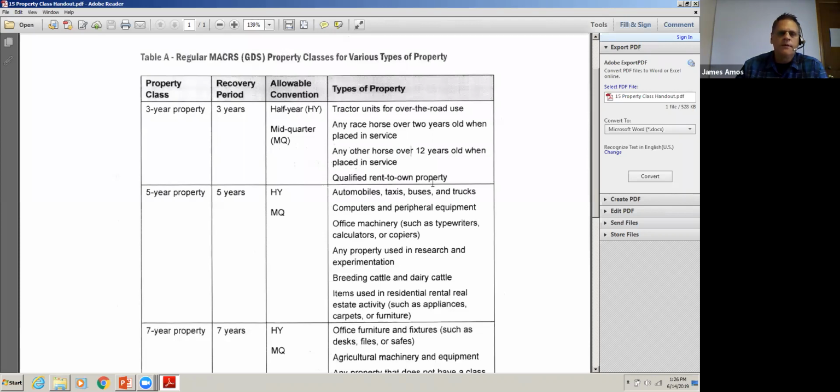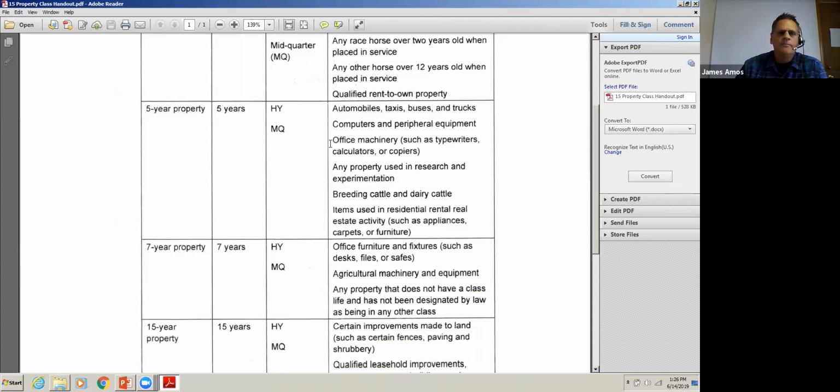Qualified rent-to-own property, don't worry about that at all. 5-year property includes automobiles, computers and such, office machinery and such, research equipment. You might get a question about breeding cattle and dairy cattle. But breeding cattle, and I want to stress breeding, not regular cattle. Breeding cattle, because you're holding them for specific use to breed. And dairy cattle, again, you're holding them for specific use.